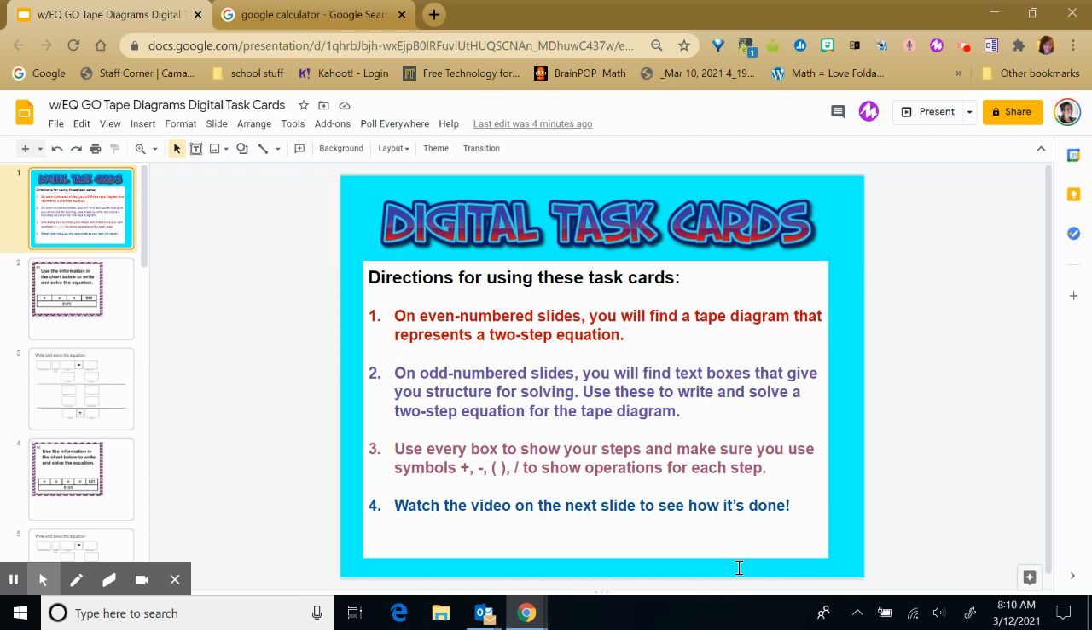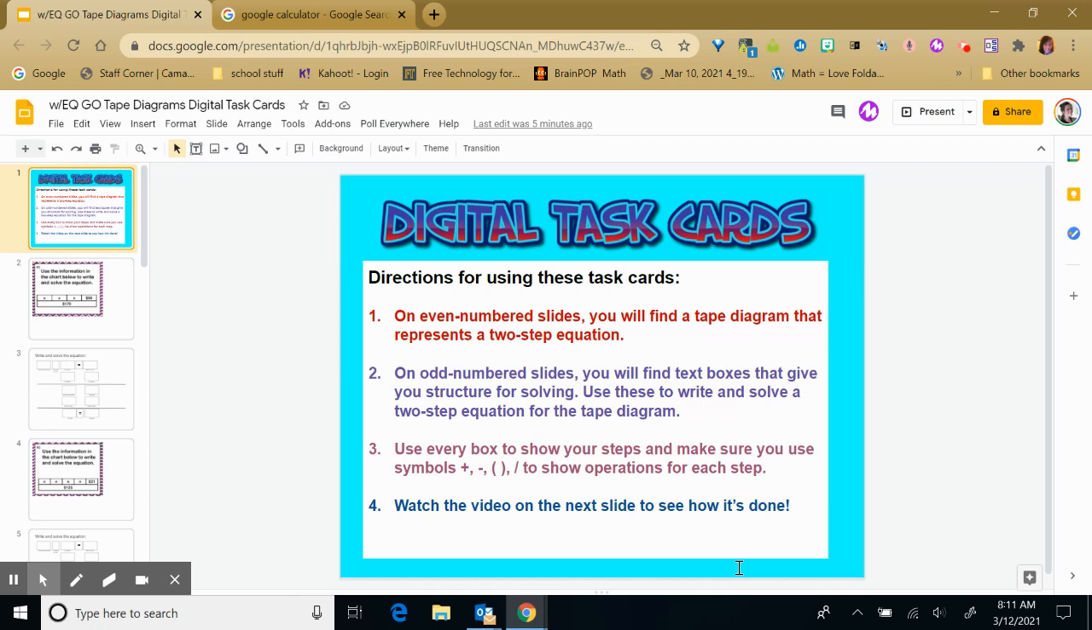About using those boxes, number 3 says use every box to show your steps and make sure you use symbols like plus, minus, parentheses for multiplication, and a slash for division to show the operations for each step. Very important. We're not just going to put a number in. If we're subtracting a constant, we're going to put a minus and that number. If we're adding something, we're going to put a plus. If we're multiplying or dividing on the second step, we're going to show that with those symbols. And then watch this video on the next slide.